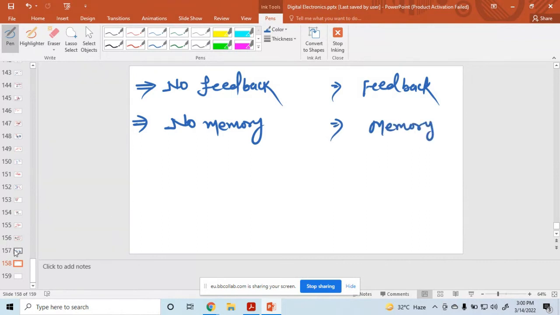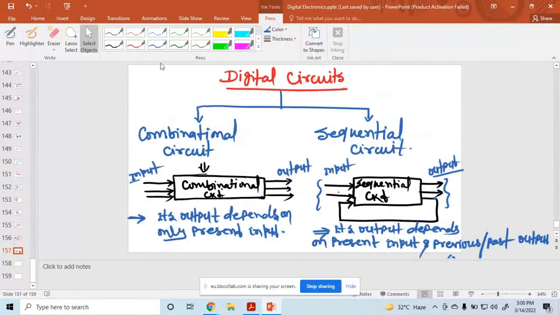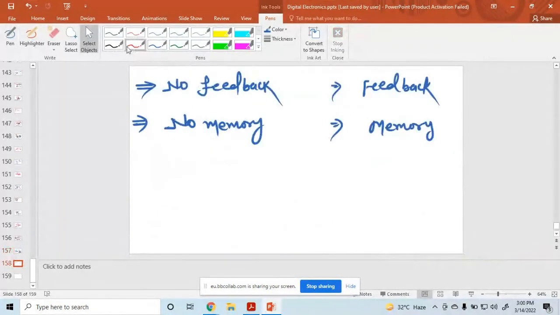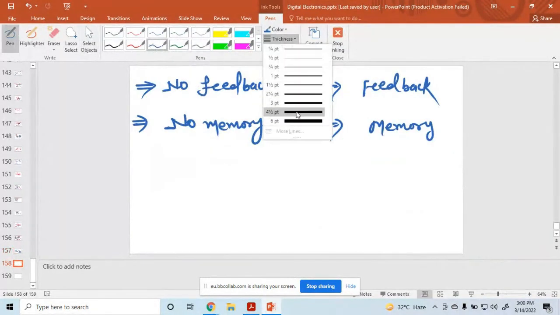So where is the memory? Here in the feedback we have placed one memory. This is the memory part. Is there any feedback in the combinational circuit? No, no feedback. And here this one is the feedback, so the output is connected as the input. This is called a feedback. And what is the example?